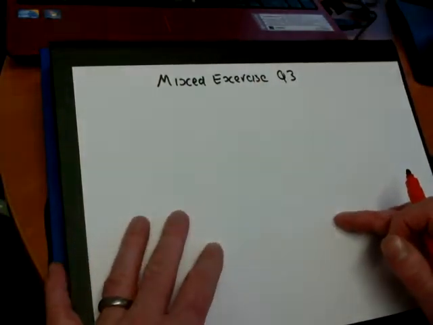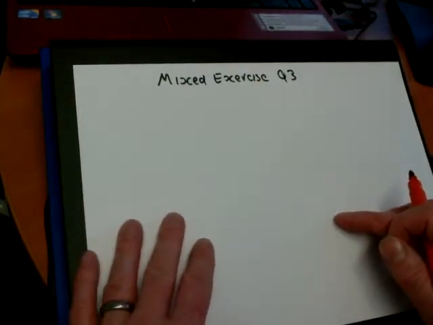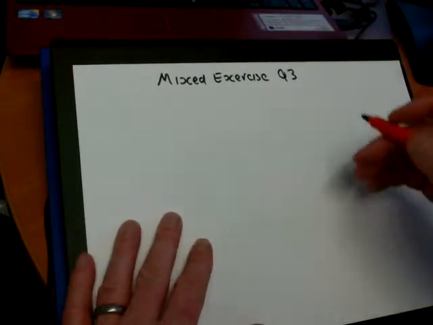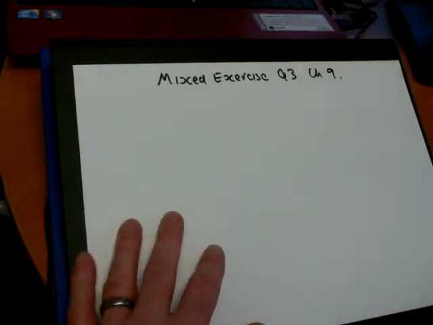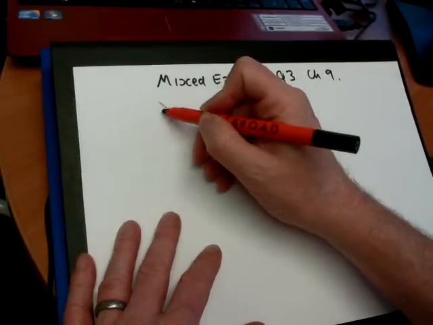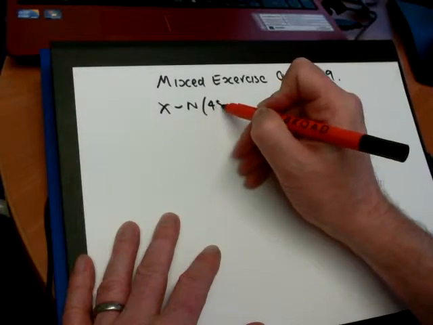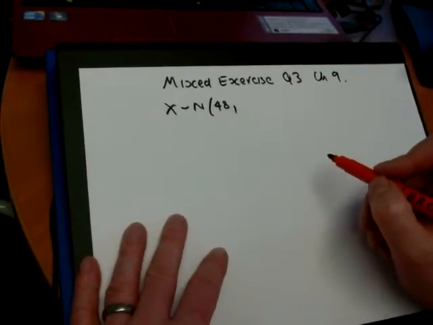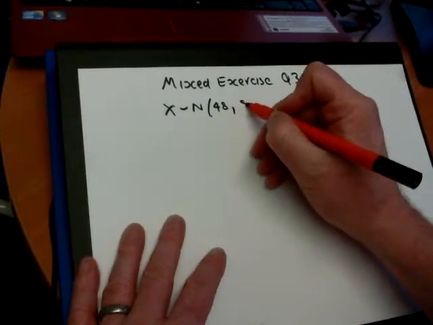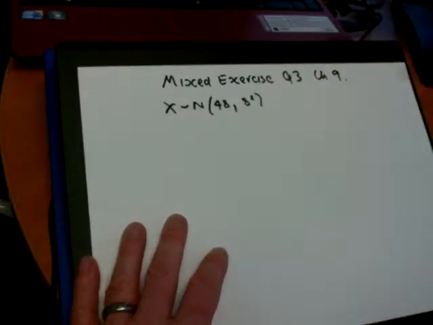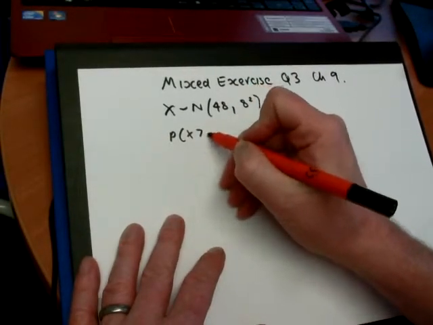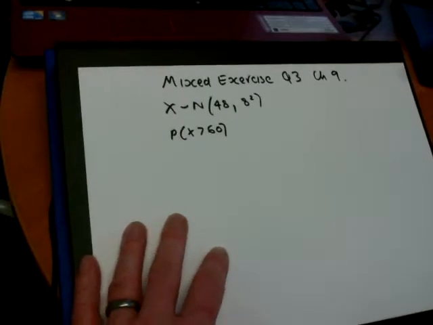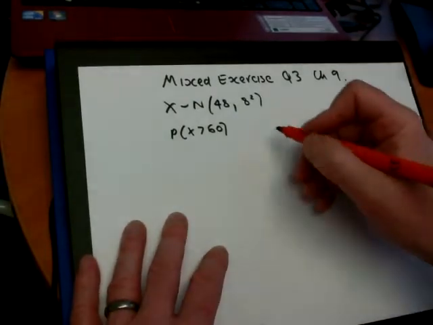So, mixed exercise on the normal distribution, which is chapter 9, question 3 from chapter 9. The question says that the time the mobile phone battery lasts before needing to be recharged is a normal variable X, normal with 48 hours on average, with a standard deviation of 8 hours. The questions are to find the probability that the battery will last for more than 60 hours, and find the probability that the battery lasts less than 35 hours.